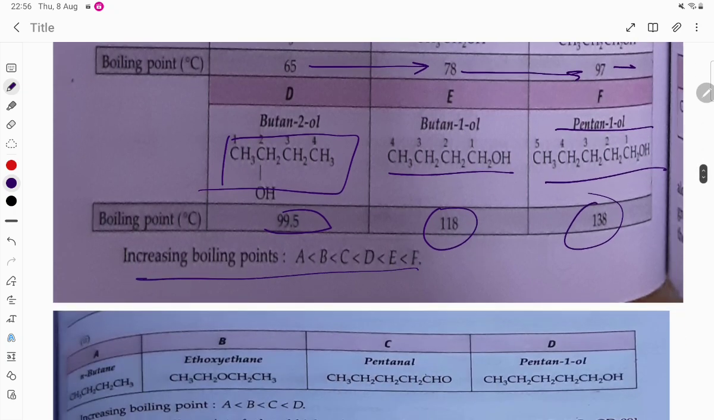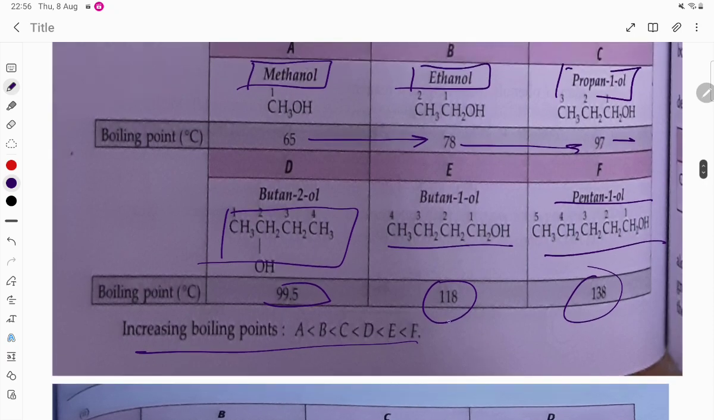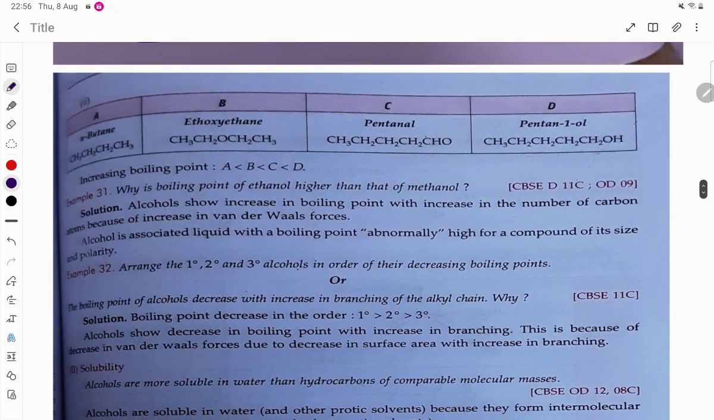So in increasing order of boiling point, what will be there? A, B, C, D, E, F. This is n-butane, ethoxyethane, pentanal, pentan-1-ol. So student, in increasing order of boiling point, alcohol will be highest, then aldehyde, then ether, then butane.